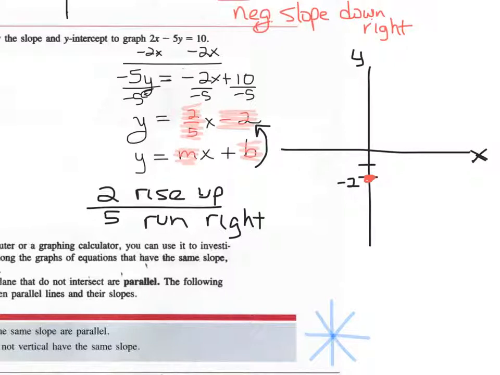So let me add some more markings here. 1, 2, 3, 4, 5. So I can go up 2. 1, 2, and then to the right 5. 1, 2, 3, 4, 5. When you're doing this, you don't need to show these yellow jumps that I'm doing. I'm just showing you how I'm counting them. Then you would put your final point here.